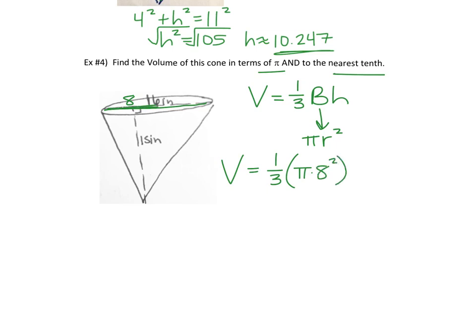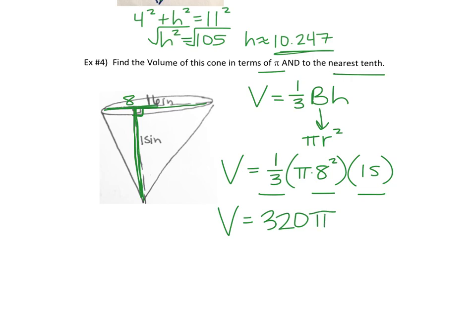And then we're going to multiply that by the height of the figure. And the height here, notice this is perpendicular. It's an oblique, but it is perpendicular. So this is the height, which is 15. Okay, so this would be your setup. What you do with that is you plug in 1/3 times 8 squared times 15, and you get a volume of 320, and then you can attach the pi, and it's cubic inches. So as an exact answer, that is it.